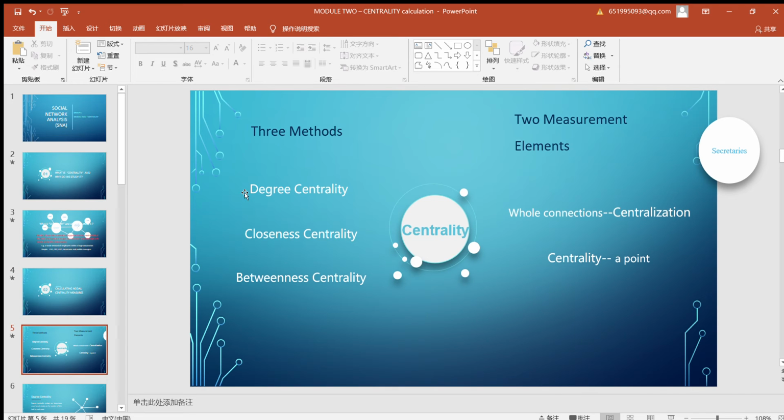It was mentioned earlier that there are three main methods for social network centrality analysis and two measurement elements. They are degree centrality, closeness centrality, and betweenness centrality. The two measurements are centrality and centralization. In fact, the centrality shows the consistency throughout the graph. It represents a graph's centrality, while the centralization is the degree to which a node is at the core of the network.